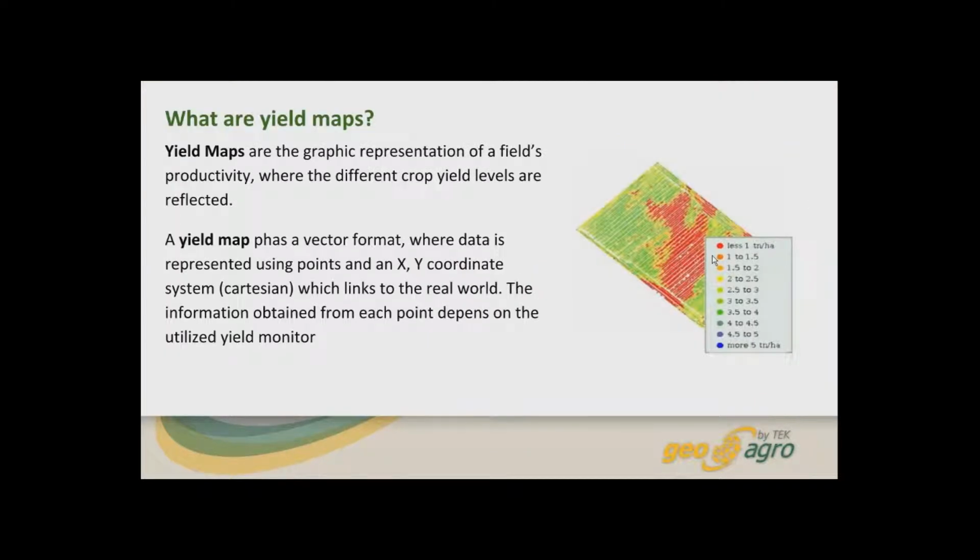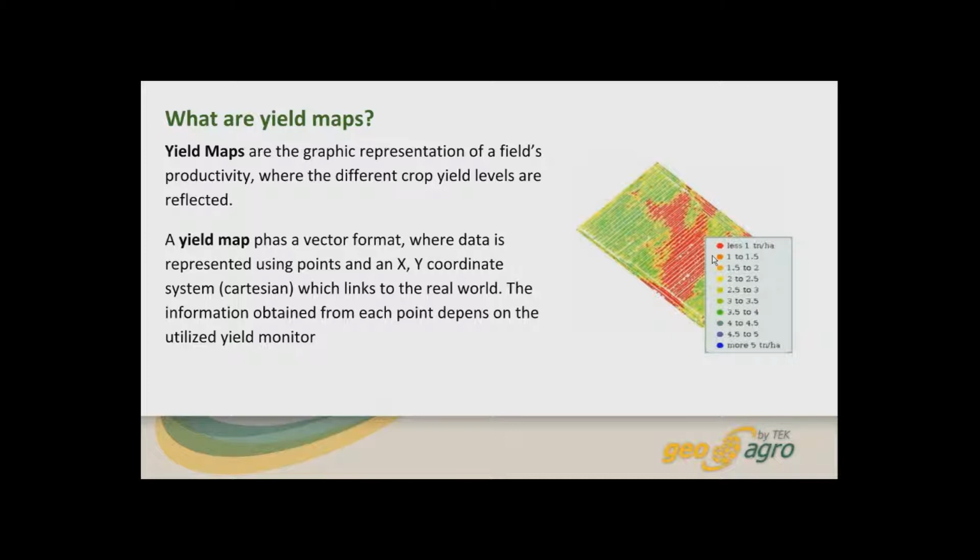The first question we're asking ourselves is, what are yield maps? So how do we define this? Well, first, they are a representation of the productivity in the field. And in this map, we can see the different crop yield levels.